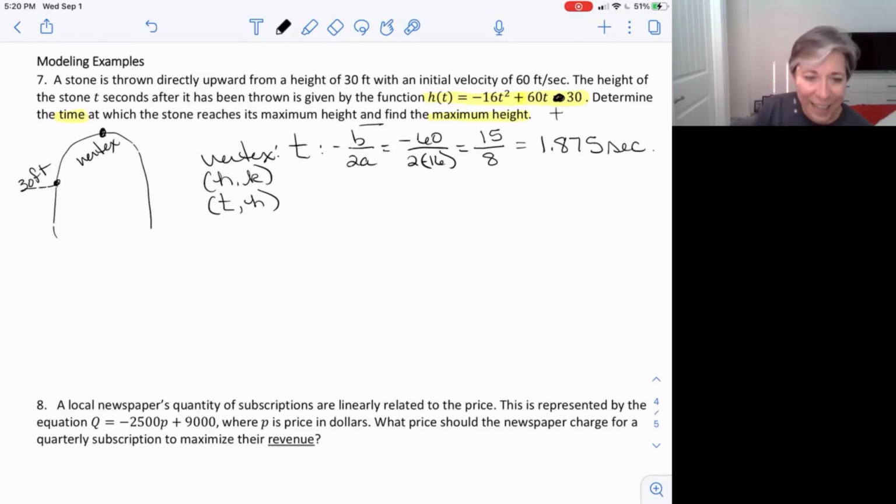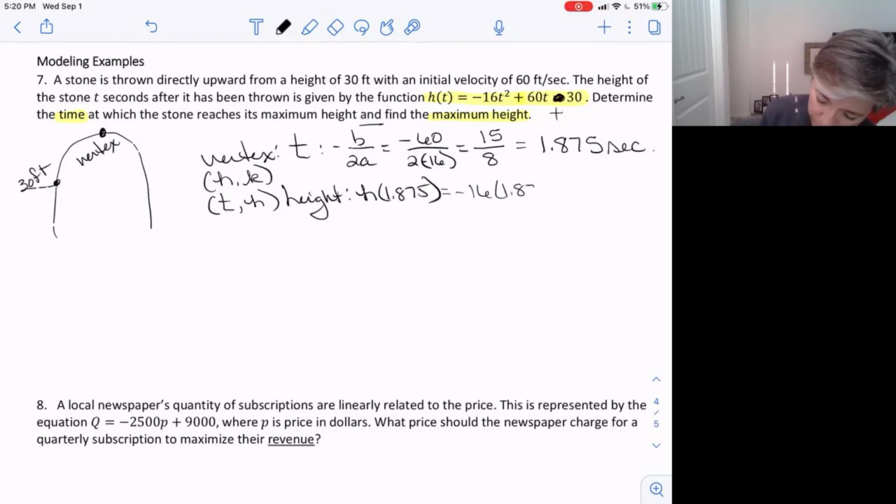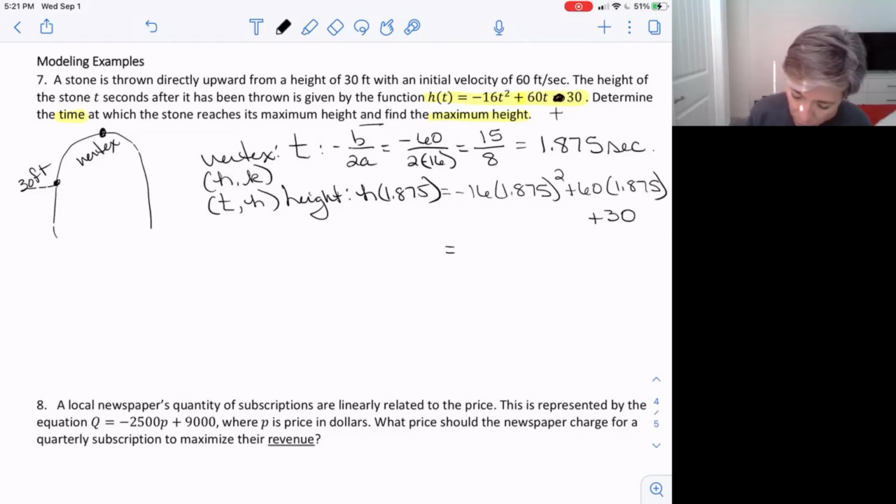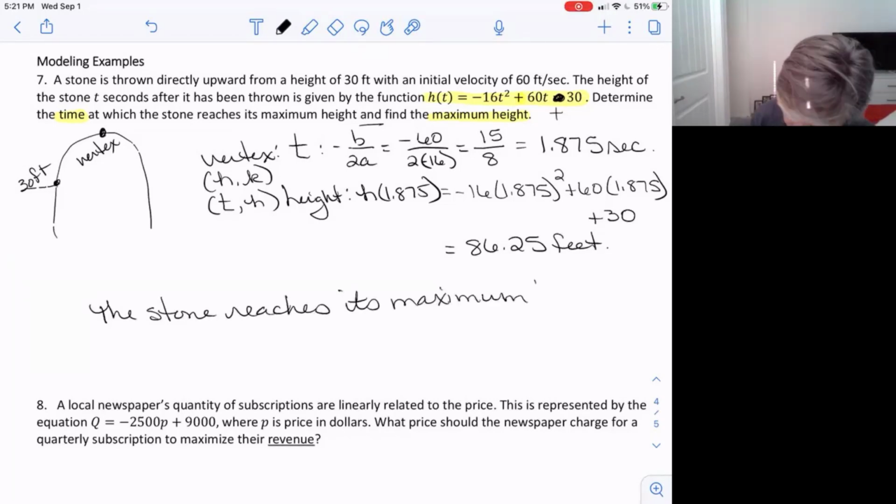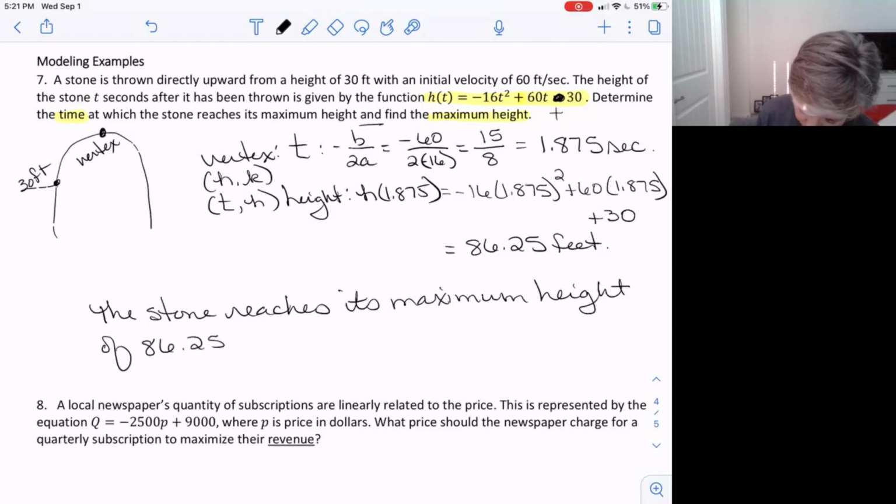And then we're going to find the k, or the height, which is the h of 1.875 seconds. If I put it in my calculator correctly, that is 86.25. And again, we're dealing with feet. So you can say the stone reaches its maximum height of 86.25 feet in 1.875 seconds.